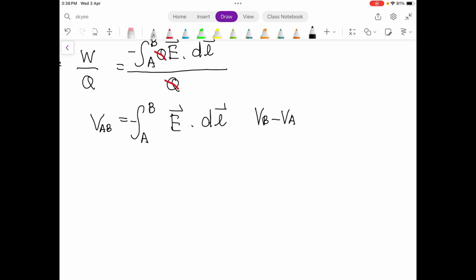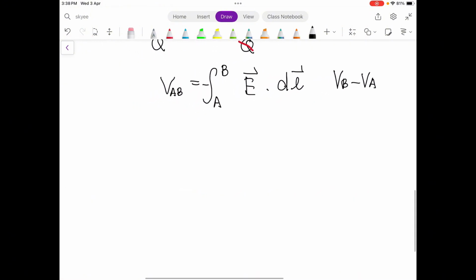Now let's imagine the electric field over here is from a point charge. For a point charge, the equation for E will be this one.